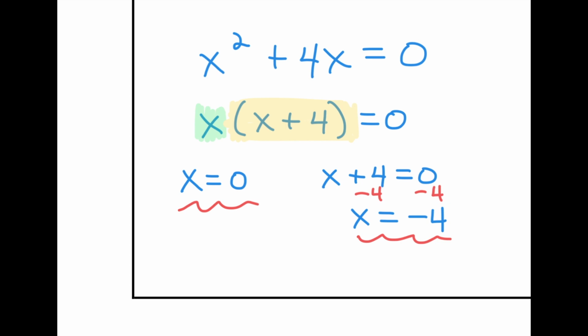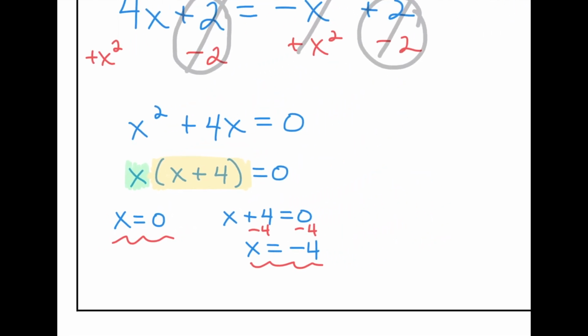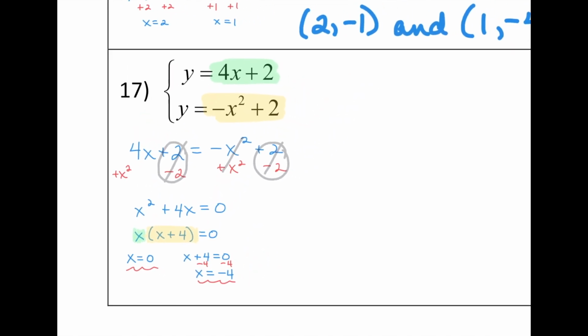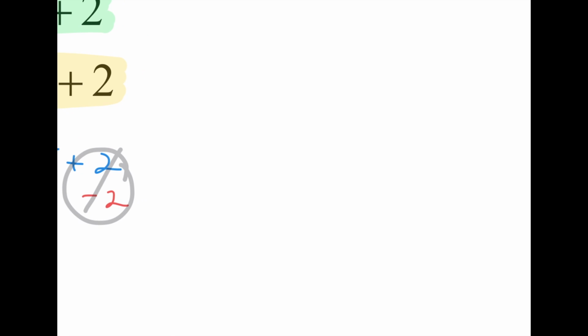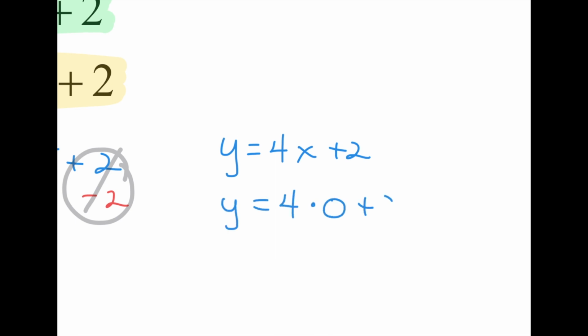And once again, I'm going to go back up to my original equations. Choose the one that's a little bit more straightforward, which to me is the first one, y equals 4x plus 2. And I'm going to substitute those two values into y equals 4x plus 2. I'm going to start with 0. y equals 4 times 0 plus 2, so y equals 2.